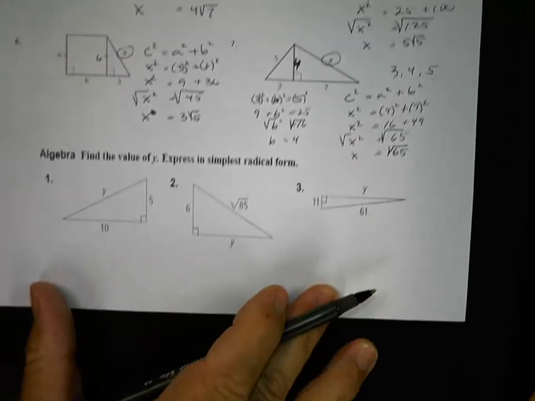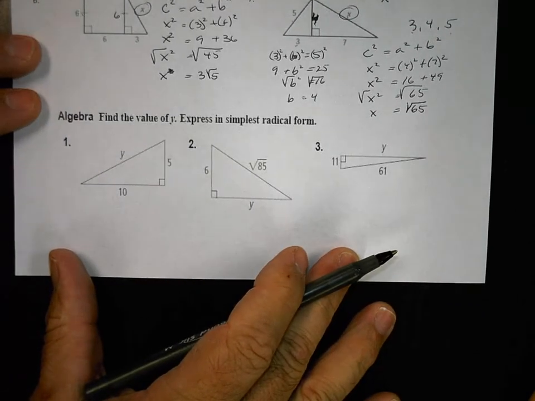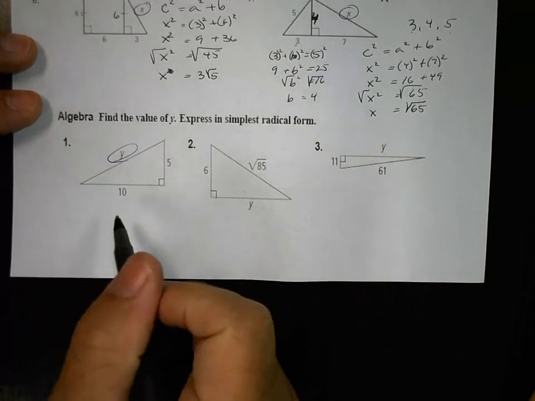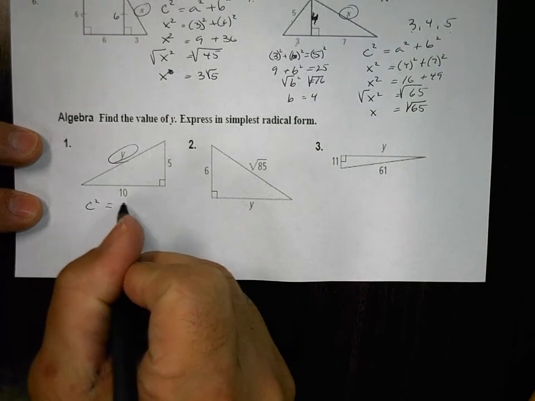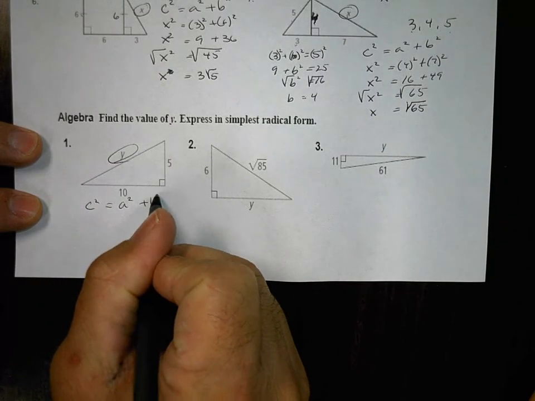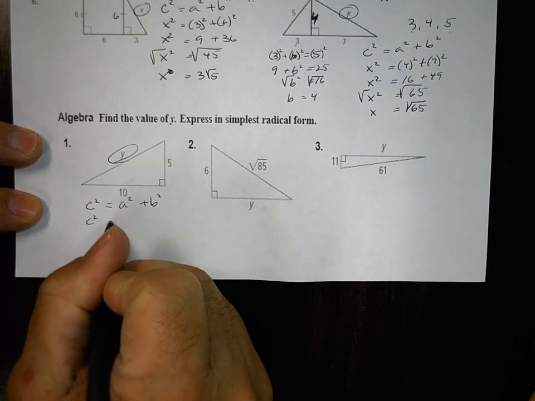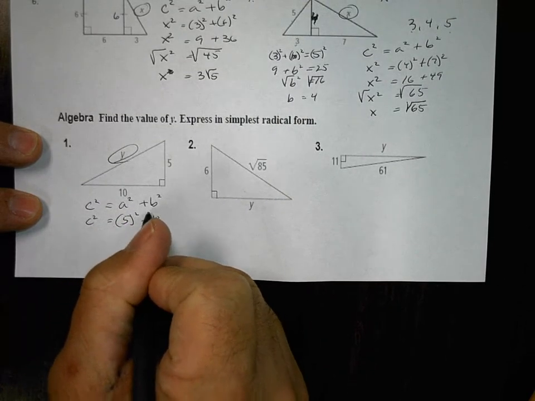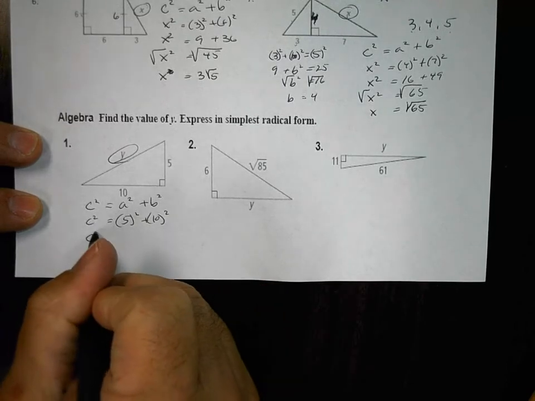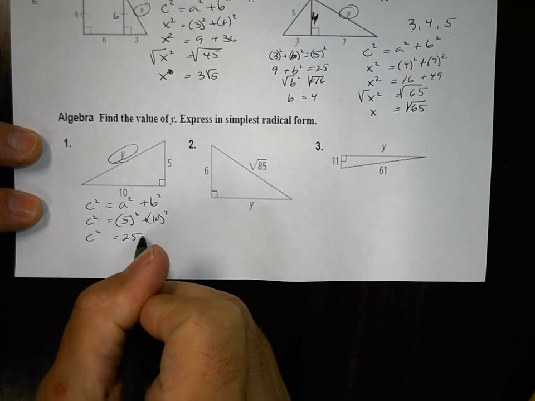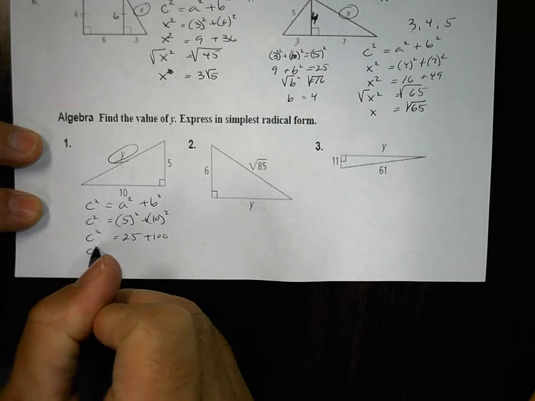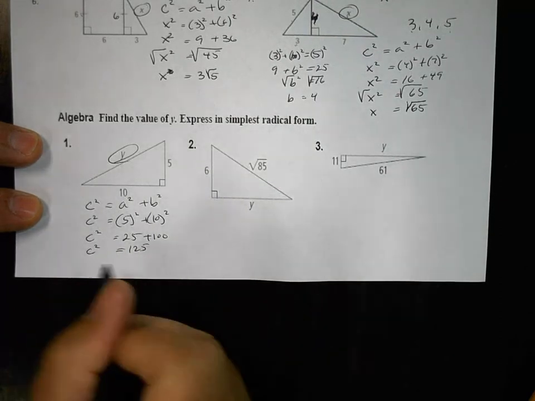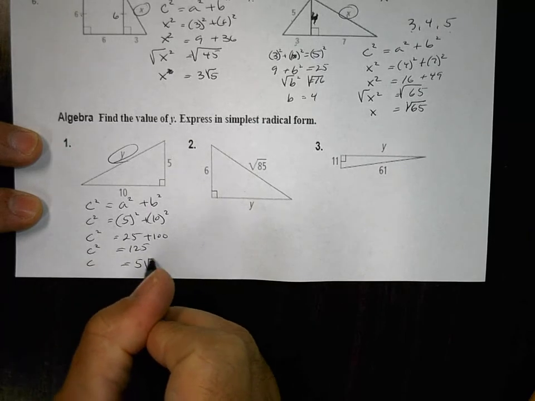All right, last 3. Find the value of y expressed in simplest radical form. All right, hypotenuse. So c squared equals a squared plus b squared. So c squared equals 5 squared plus 10 squared. So c squared equals 25 plus 100. This one sounded familiar. c squared equals 125. Take the square root of both sides, we get c equals 5 root 5.